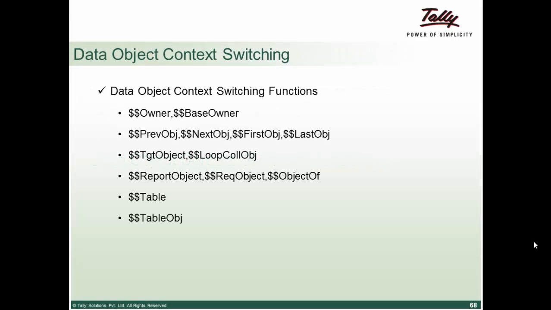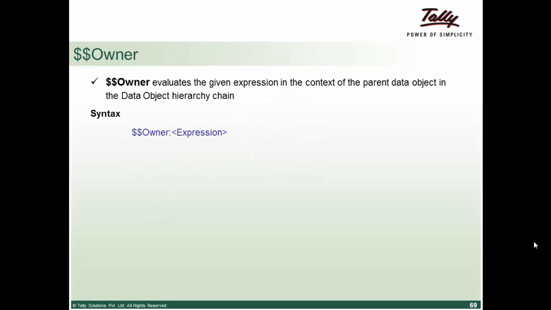For the data object context, we have owner, base owner, previous object, next object, first object, last object, TGT object, loop call obj, report object, request object, object of table, and table object. Starting with the owner object, this function evaluates the provided value, method or expression in the context of the parent data object.